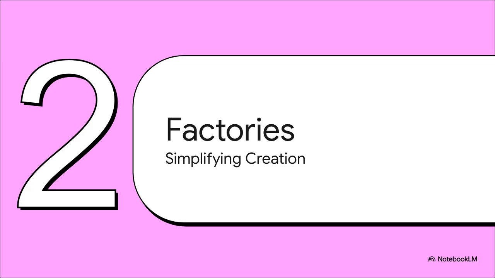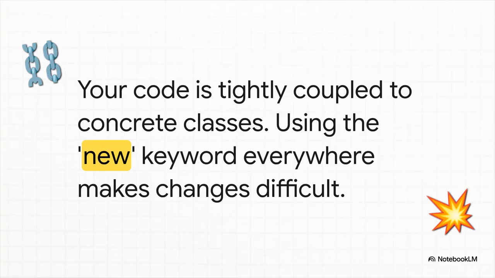Okay, so how do we actually fix that? Well, our first set of tools is all about making the whole process of creating objects way simpler. Let's talk about factories. So the big problem that factories are designed to solve is something called tight coupling. It's what happens when you sprinkle the new keyword all over your code to create specific objects.